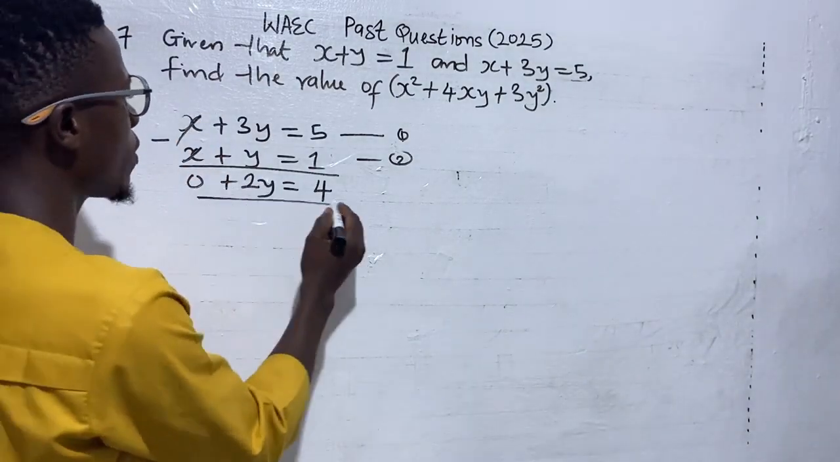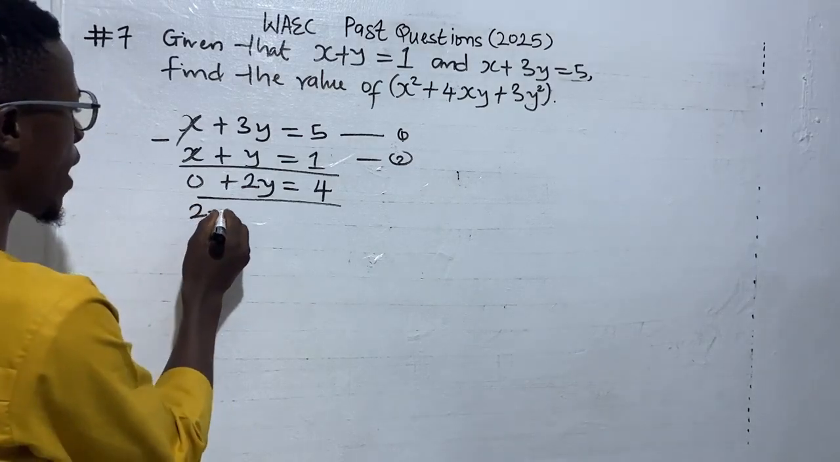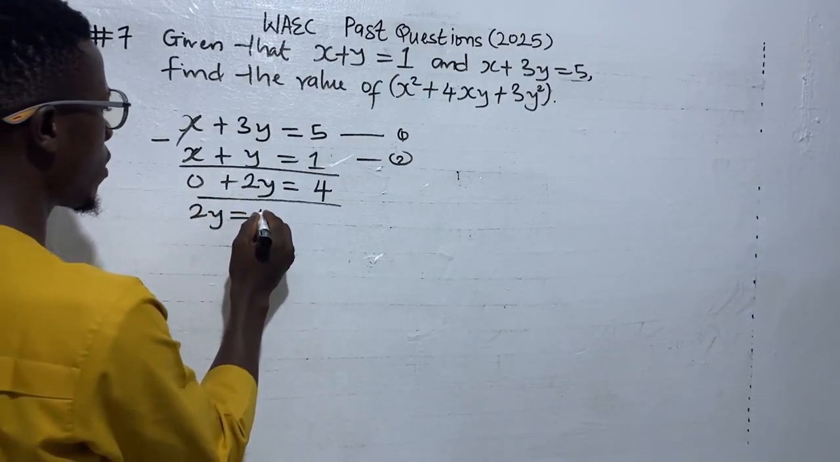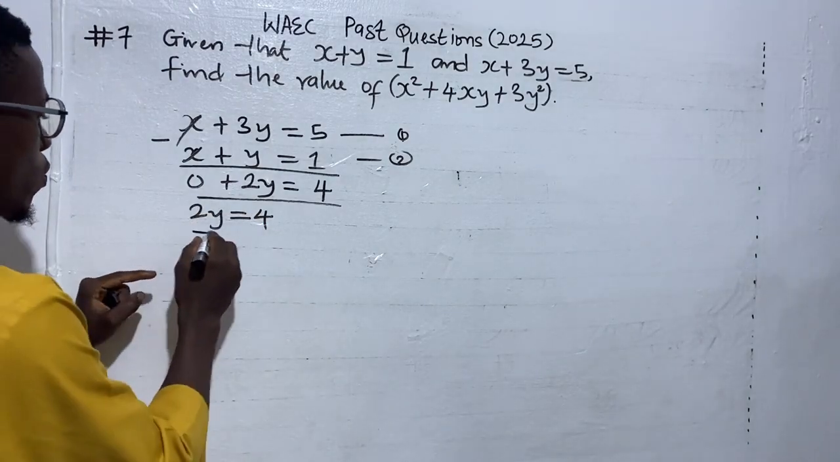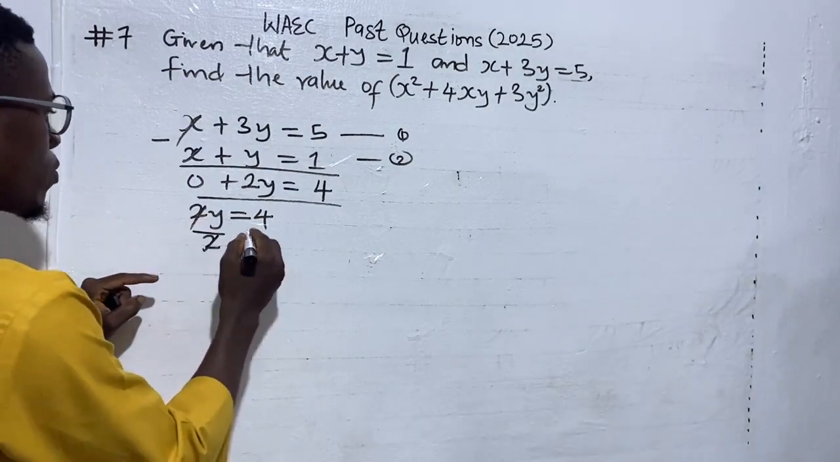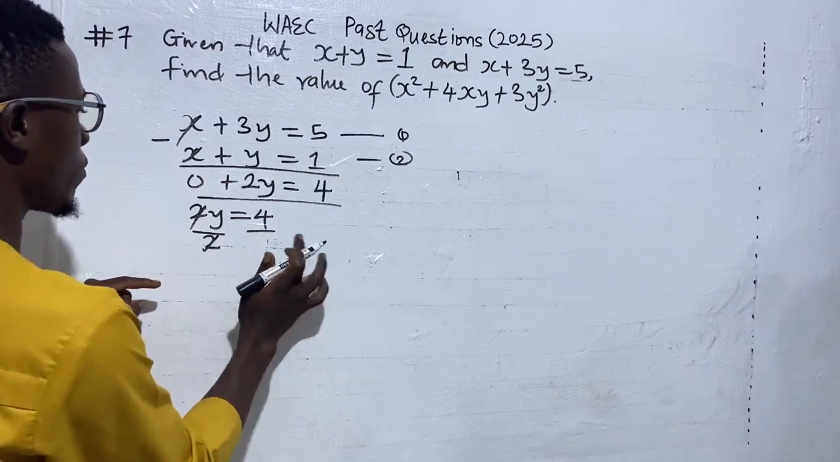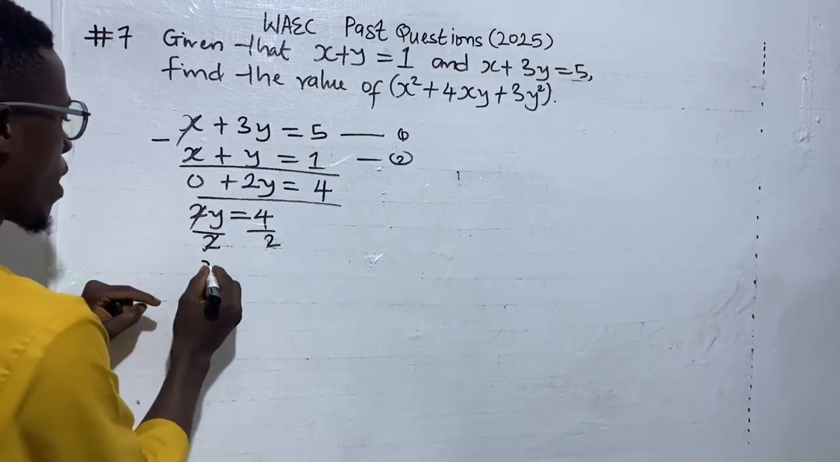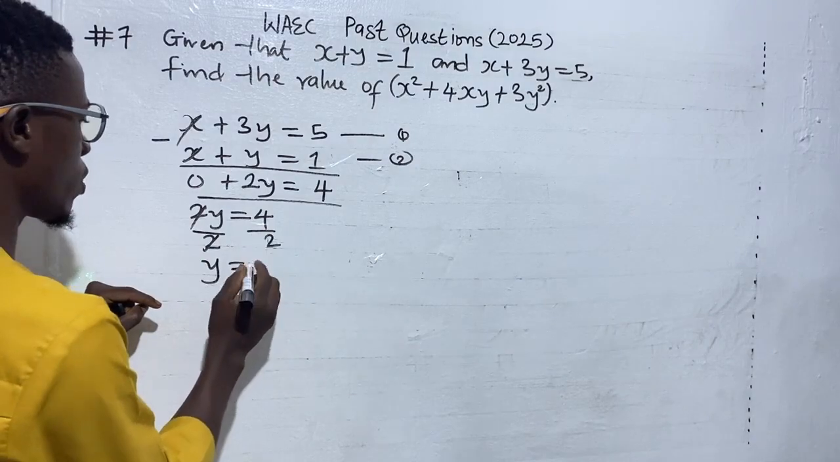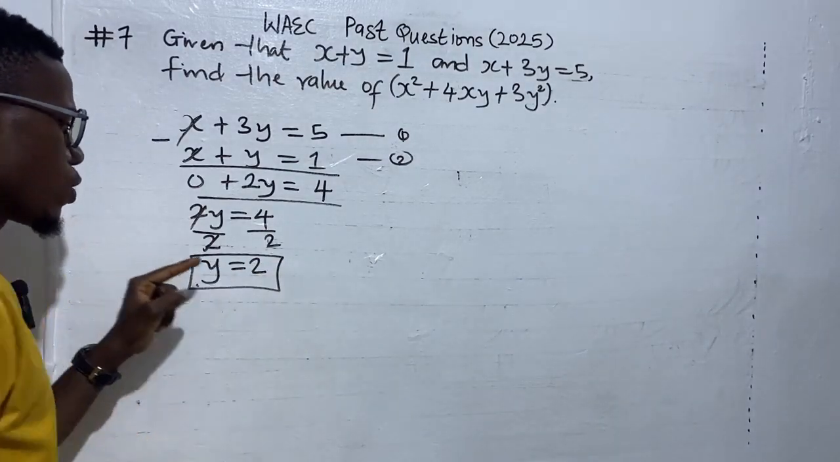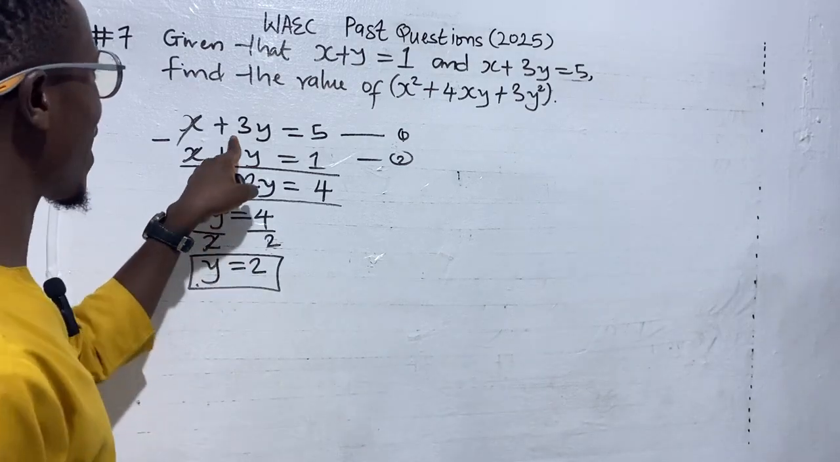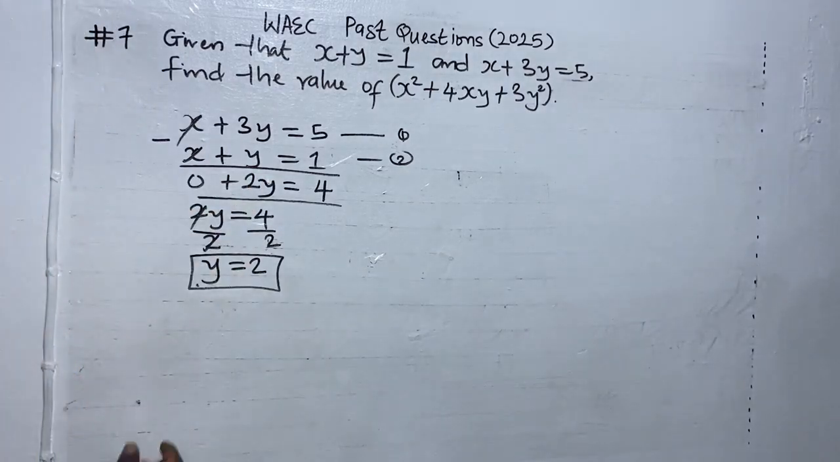So with this, we could say 2y equals what? 4. And from here, if you divide both sides by 2, 2 cancels out. And we have what left? Then y equals what? 2. So this is the value of y. So from this value, we can substitute back into any of the equations and get our x.